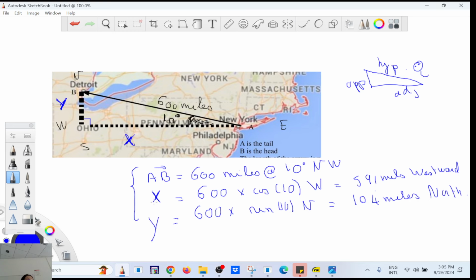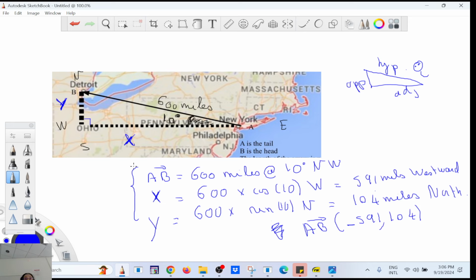Now, why do we have to be careful? Because if you use the physics notation, right is plus, left is minus, up is plus, down is minus. So that means that for your vector AB, the x coordinate is going to be minus 591, and the y is going to be 104. Minus because it's pointing to the left, plus because it's pointing up.